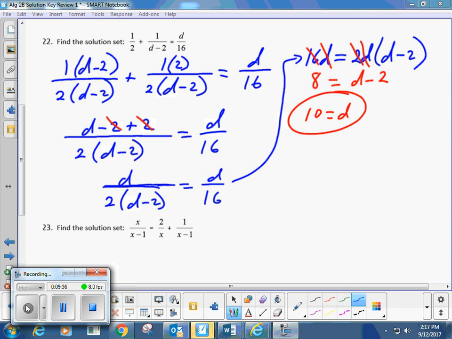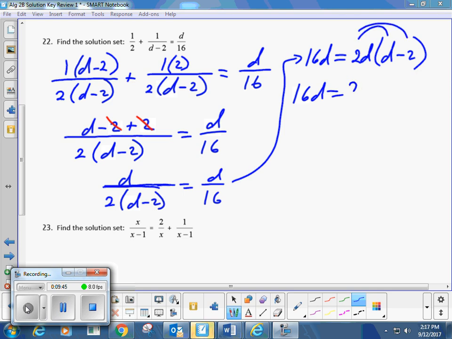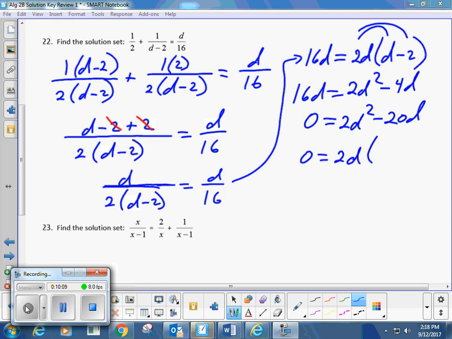But let me go back in case you missed some of that. The other thing I can do is a more straightforward approach of just saying, okay, this is 16d. I'm going to distribute on this side here and here, giving me 2d squared minus 4d. And I start to move pieces to one side. So I'm going to subtract the 16d on this side. Oops, I meant to put a 0 there. 0 equals 2d squared minus 20d. And I'm going to do a GCF pull out there. I'm going to pull out a 2d from this. So 0 equals 2d parentheses d minus 10.